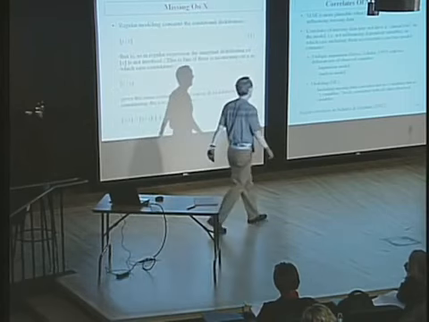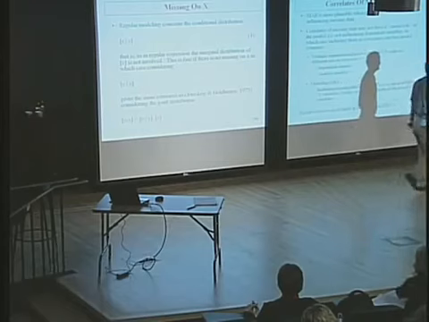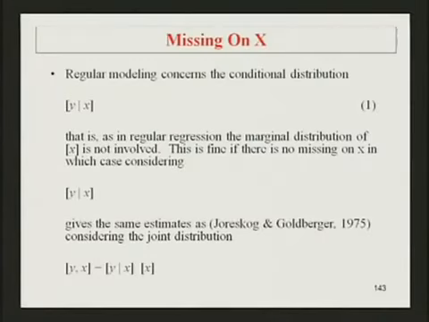Let me just say a word about missing on x's. Slide 143. This is a little bit related to what we talked about yesterday on different metrics of the log likelihood. Regular modeling concerns the conditional distribution of y given x. Like in regression analysis, we don't specify a model for x. It's totally unrestricted for the covariates. This is fine if there's no missing on x, in which case considering y given x gives the same estimates as considering the joint distribution.